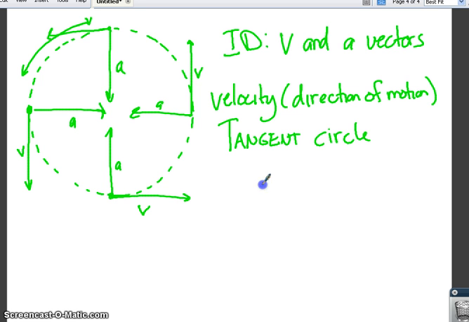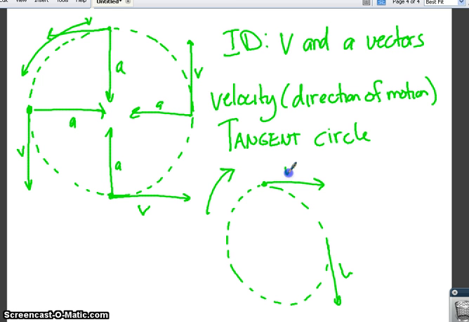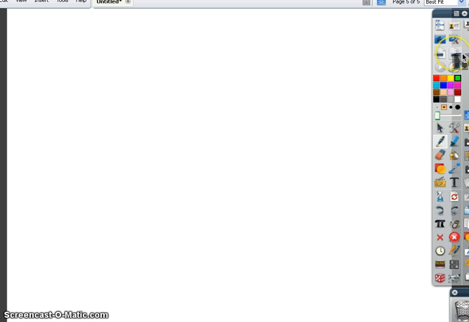I'll draw another circle right here just to be clear. If we were moving that way around the circle, velocity would be going in the opposite direction. So velocity is always tangent to the circle. When anything moves in a circle, acceleration points inward, velocity is tangent. Now, there's another very common question you're going to be asked. I can almost guarantee it's going to be on your next test.